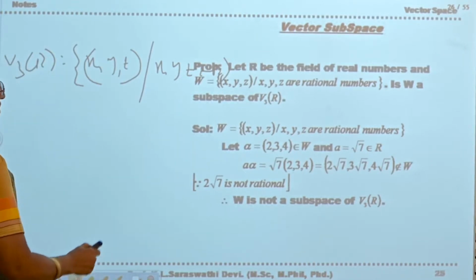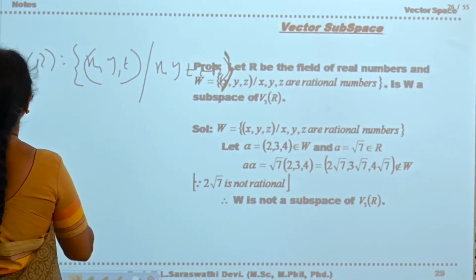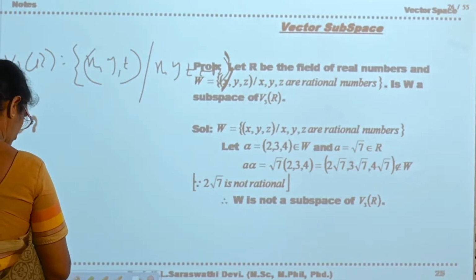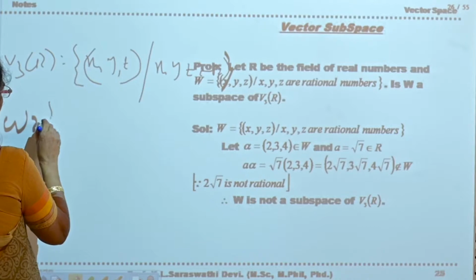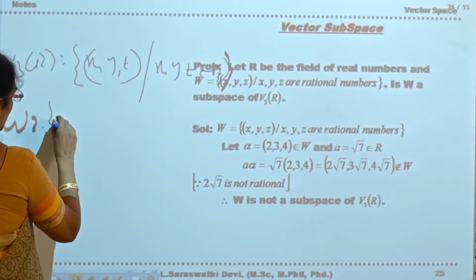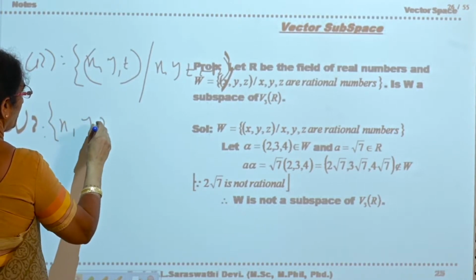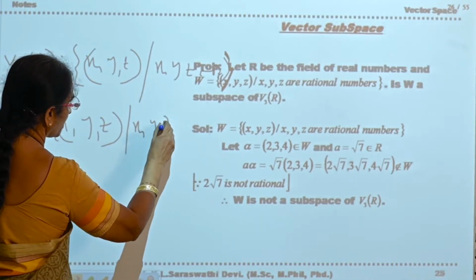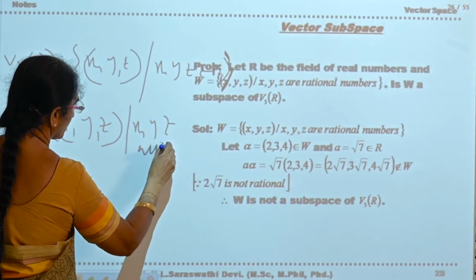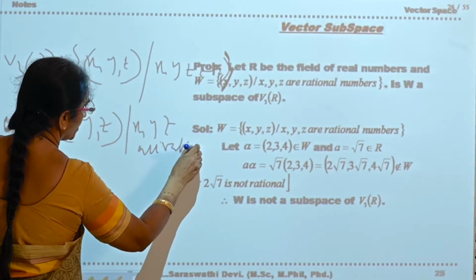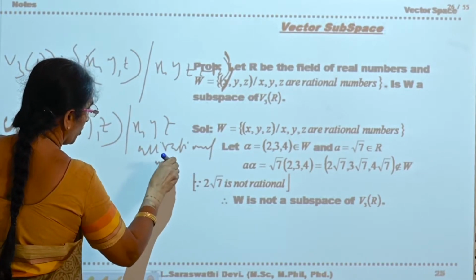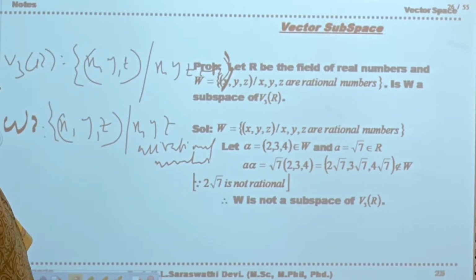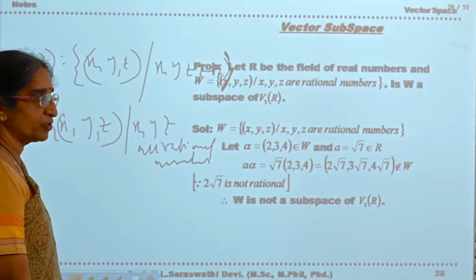Now, what is this W? W is equal to the set of all x, y, z. But what is the nature of x, y, z? x, y, z are rational numbers. They are the rational numbers. What do you mean by rational number? A rational number is of the form p by q, where q is not equal to 0, and p and q are integers.